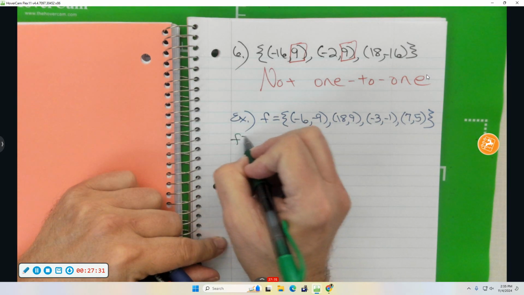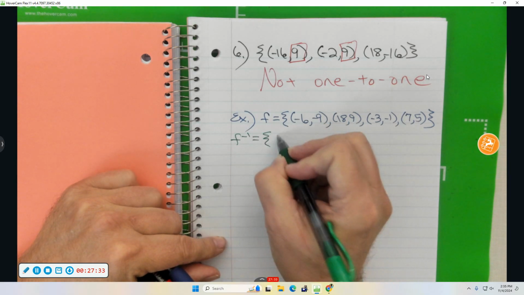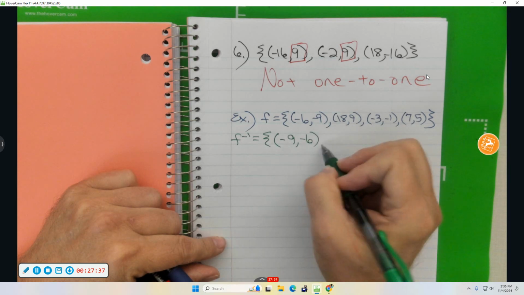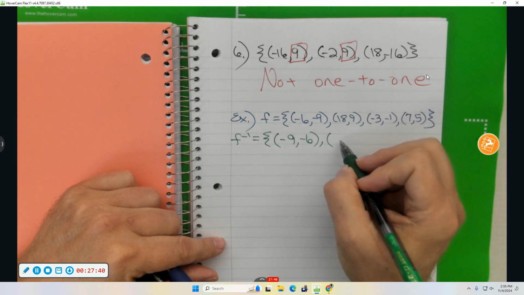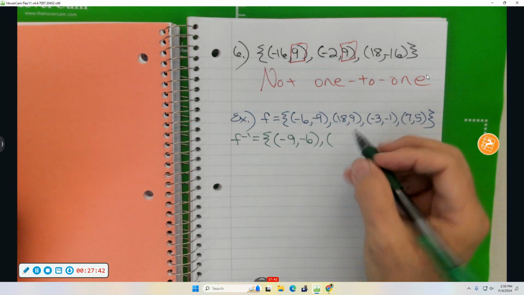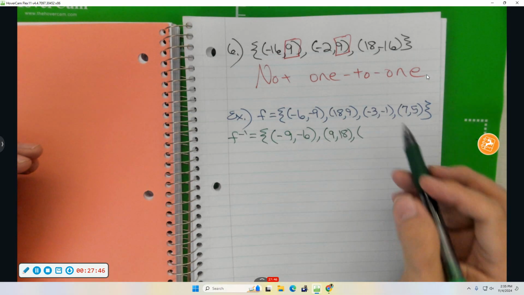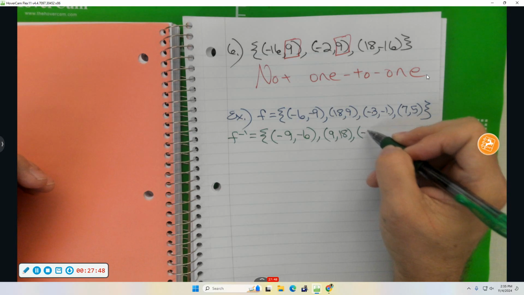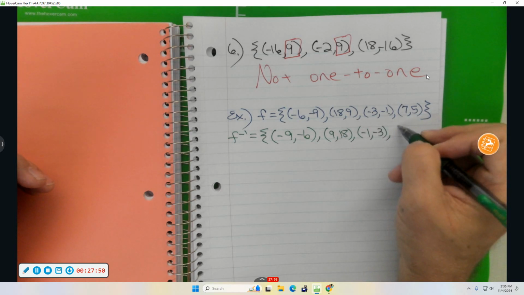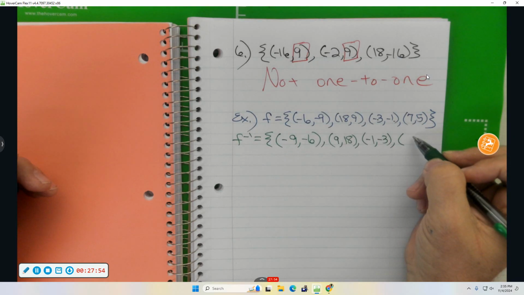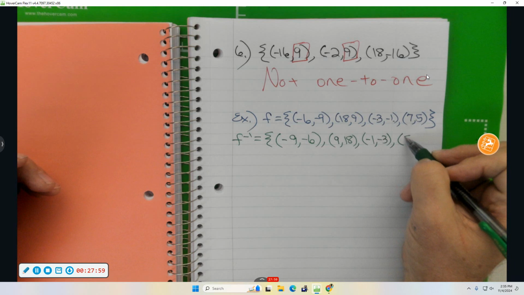Let's write out that inverse. The -6, -9 became -9, -6. I'm going somewhere with this. If you're wondering what's the point of all of this, I am going somewhere with it. And that became -1, -3, and that last ordered pair becomes 5, 7. I agree.